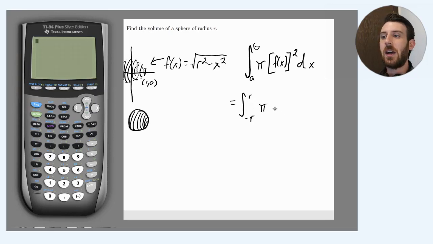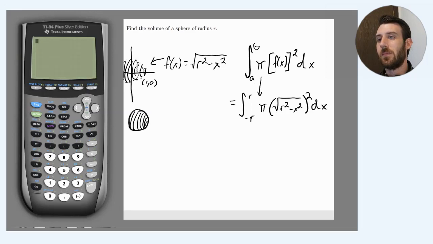So now we've got pi times the square root of r squared minus x squared, quantity squared. Make sure that you're paying attention to that squared that happens to the function as a whole, times dx. Now from here we can simplify this a little bit. That square and the square root are going to cancel out really nicely.